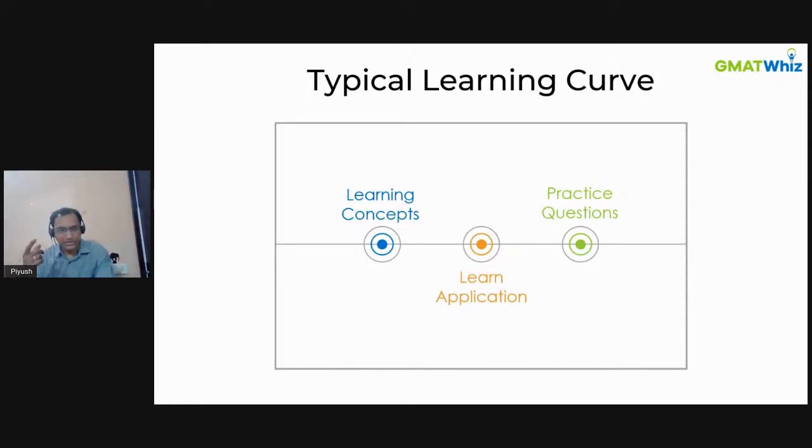Now, there was an important question. Someone was asking, how do I learn the application? How do I master this method? And that is something which we found was missing in most of the courses which were there in the industry. So we came up with a new approach.